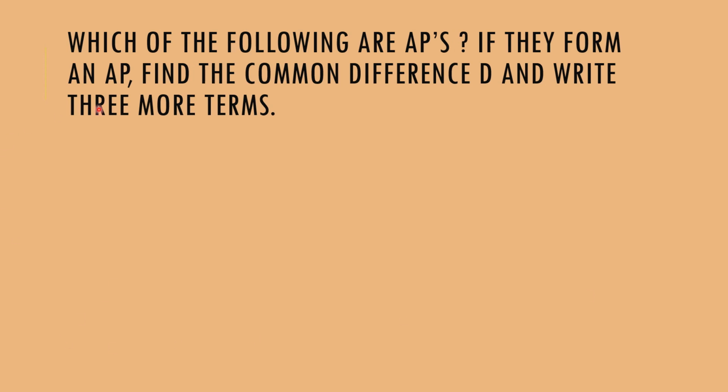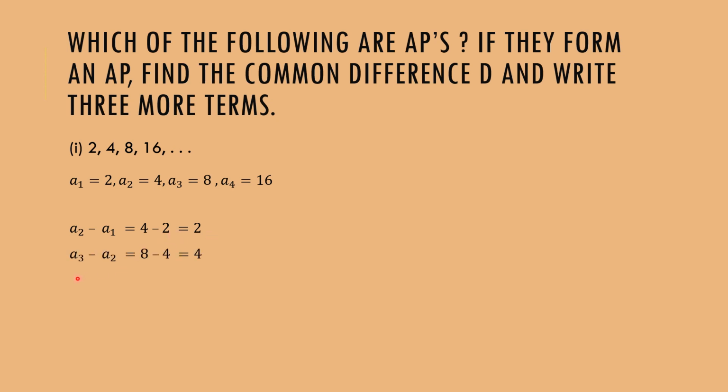Now, which of the following sequences are AP? If they are in AP, find common difference. So let us take the first example. It is 2, 4, 8, 16. So your first term is 2, second term is 4, third term is 8, fourth term is 16. So let us check the differences. First I'll check difference between second term and the first term, that is A2 minus A1. So I'll get 4 minus 2, that is equal to 2.